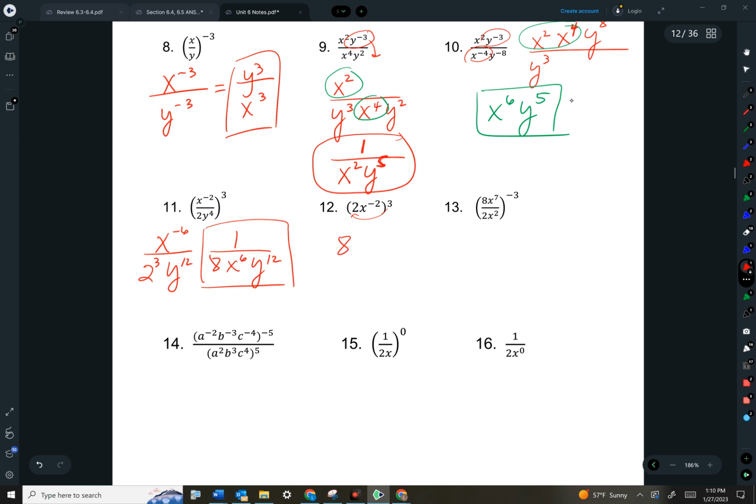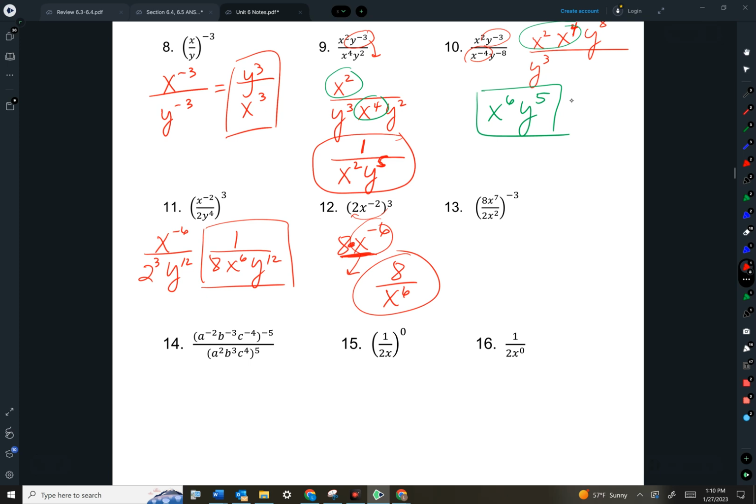Okay, number 12, don't forget to apply the 3 to the 2. 2 to the 3rd is 8. And then I have x to the negative 6. And since the x has a negative exponent, now keep in mind, only the x has the negative exponent. So it's only the x that's going to go to the denominator. The 8 does not have a negative exponent. It stays on top. And then I have x to the 6th on the bottom. A lot of people get that confused. They think the 8 should go down also, because they see this 8x as being together. It's not. It's 8 times x.